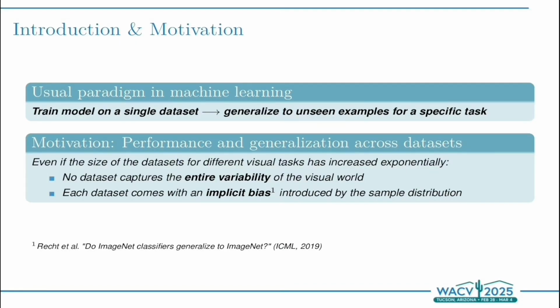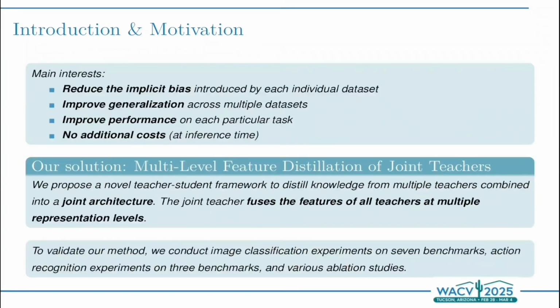We will start by introducing our motivation. The standard paradigm in machine learning is to train a model on a single dataset, and we expect that model to be able to generalize to new samples. We are interested in increasing the generalization ability of models across different datasets. Currently, in computer vision, no dataset can capture the entire variability of the world, and recent research shows that each dataset comes with an implicit bias.